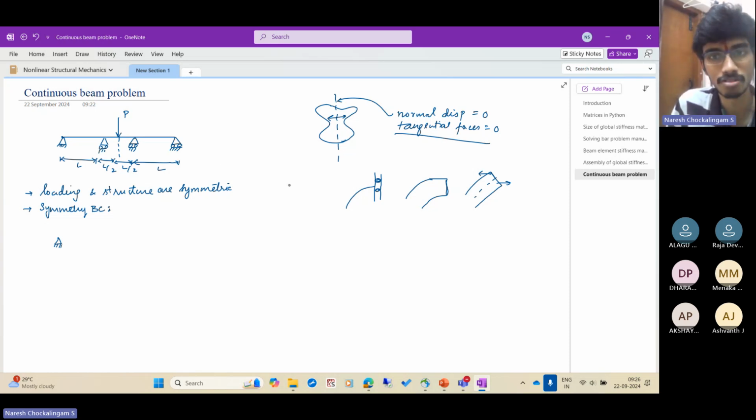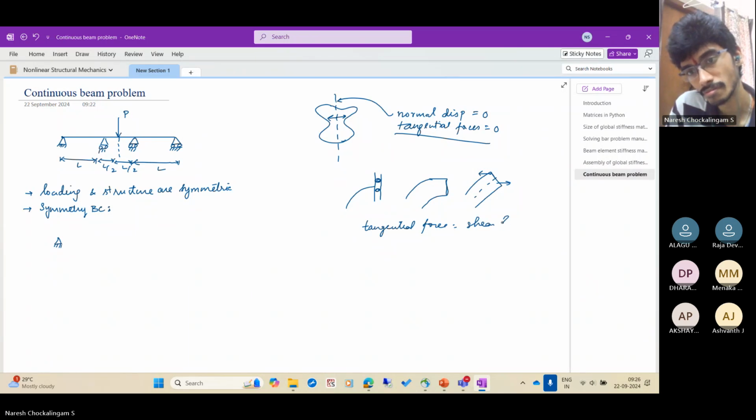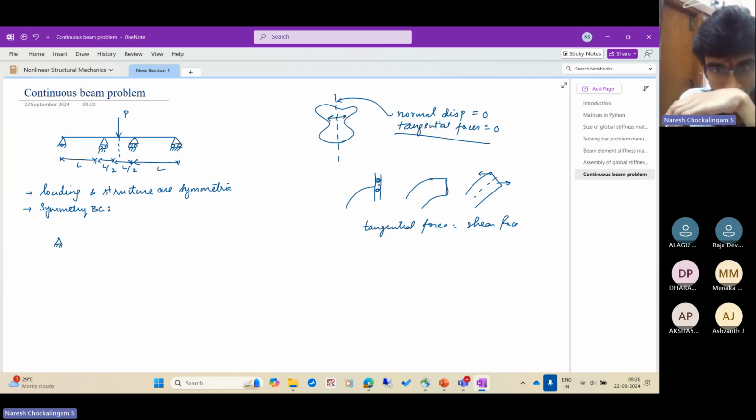And the tangential forces. So what is the tangential force here? The tangential force here is the shear force. And if you want zero shear force in a beam, you keep a vertical roller. If it's not allowed to roll, then there'll be some shear force. So it is free to move in the vertical direction. So the shear force at that point will be zero, but the moment will not be zero.